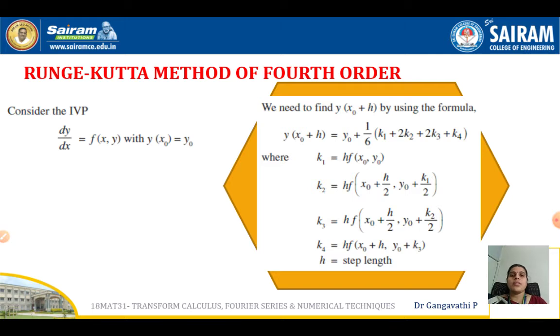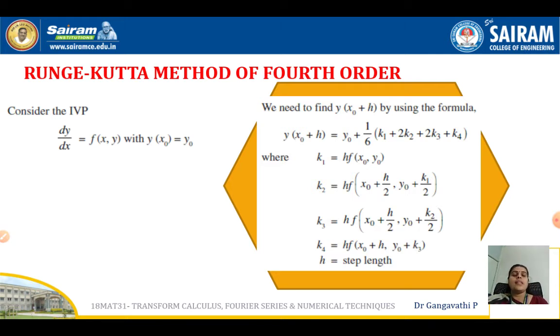Before getting into the method completely, let us see what type of problems can be solved by using this method. As in the previous two methods, it is only initial value problems that we are going to solve here. What are initial value problems? An equation which is given with an initial condition is called an initial value problem. The standard form of an initial value problem is dy by dx is equal to f of x comma y, with y of x naught is equal to y naught as the initial condition. For this type of problem, we are going to use the Runge-Kutta method.